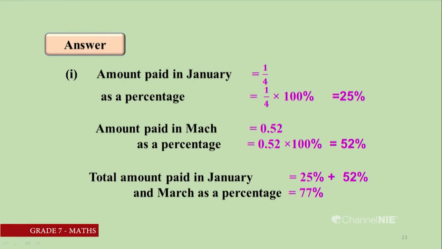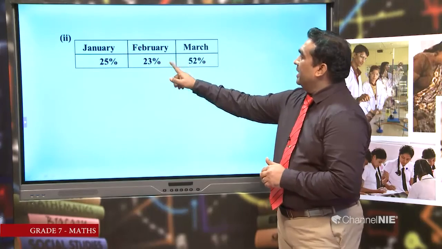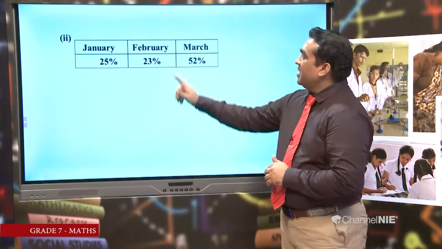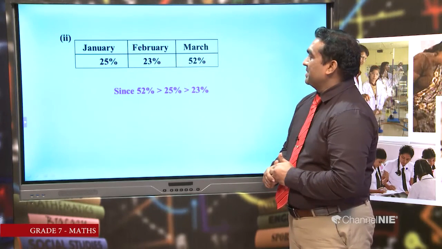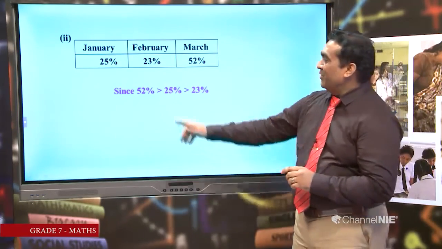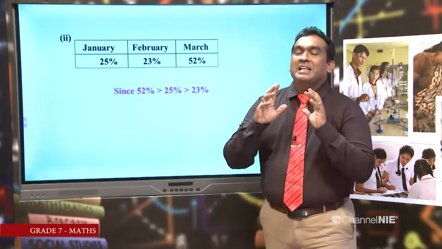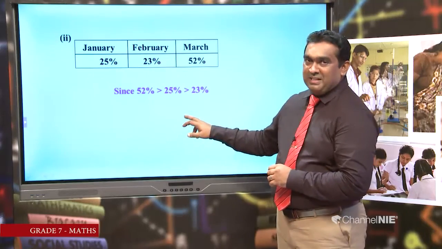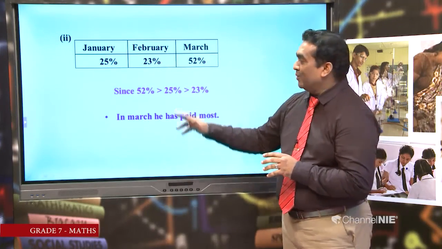Now, total amount paid in January and March as a percentage. Here you have 25%, here you have 52%. Now 25 plus 52, 77%. January, February, March: 25%, 23%, 52%. Now we will see, considering the numerical values, we can say that 52% is greater than 25% is greater than 23%. Therefore, what is the highest percentage? 52%, right? In March, he has paid most according to this illustration.